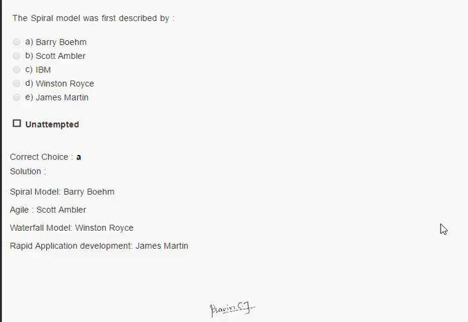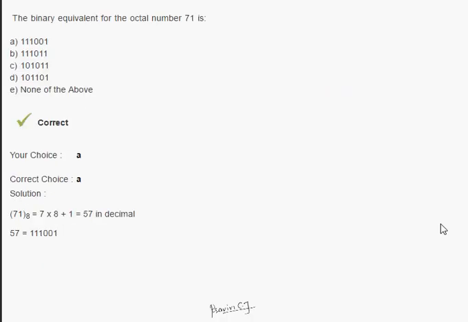The next question we will discuss here is a binary equivalent for the octal number 71. Octal number 71 is a very simple way you can calculate. I'm really sorry, I should not say "seventy-one", I need to say "seven one", because it's an octal number. So, the binary equivalent for the octal number 71. How are we going to calculate it?